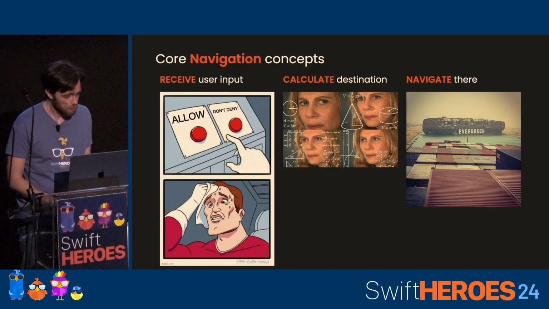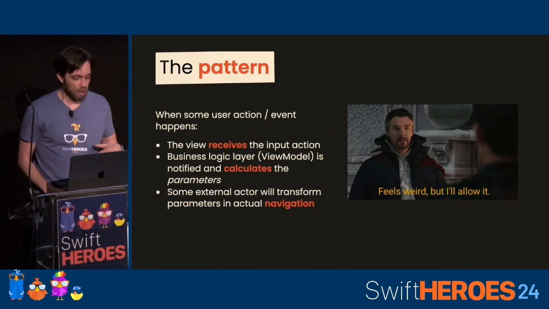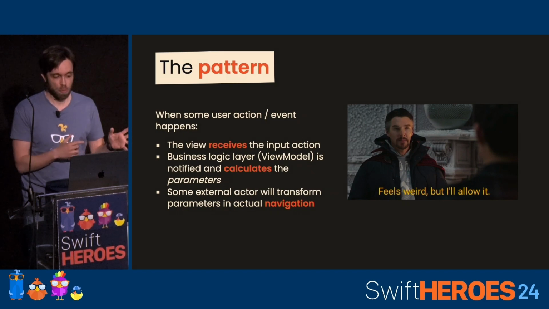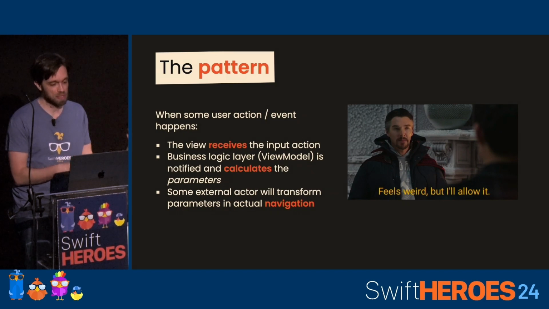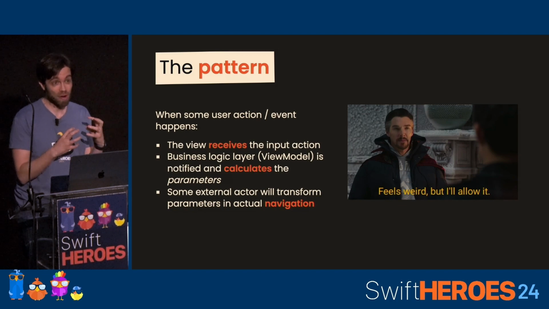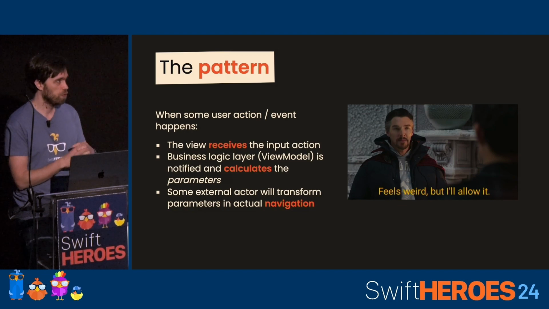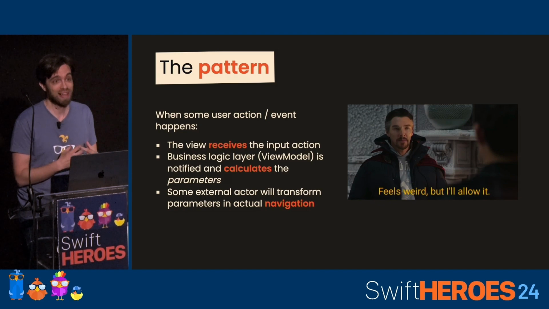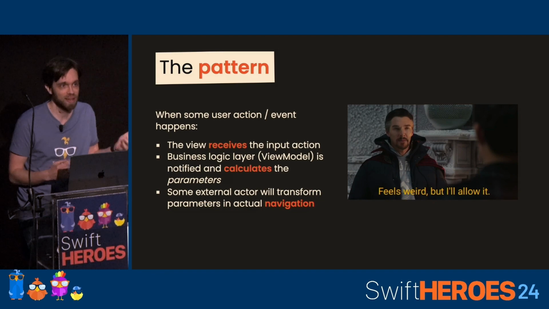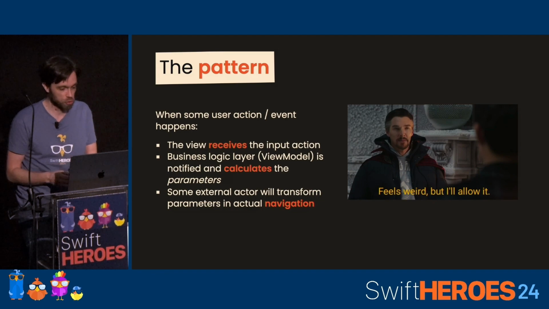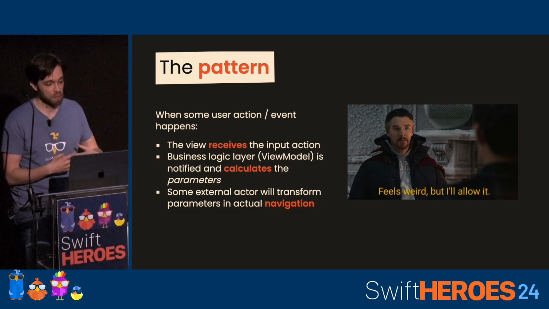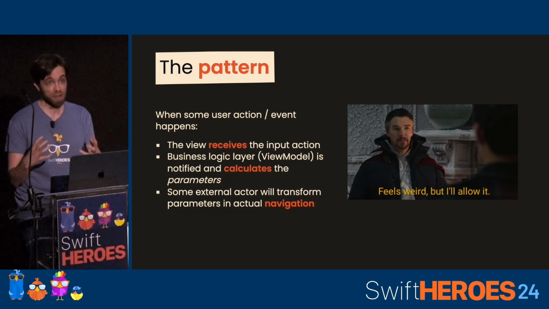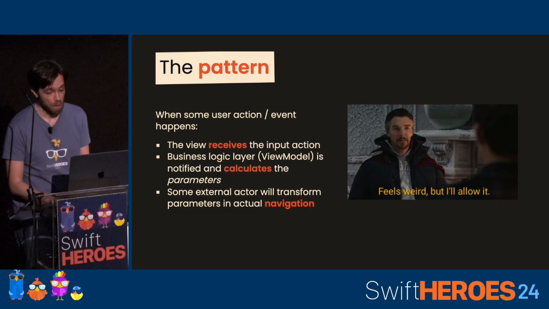Just a random image over there. The pattern, as I explained: you get the view, you receive the input action from models or by clicking elements in the list, you pass that to the view model, you calculate the parameters of your navigation, like if you are selecting a product from a product list, you will likely want to have the selected product as the parameter for your navigation. And then we want to define some kind of external actor that will take the lead on the navigation itself, okay?